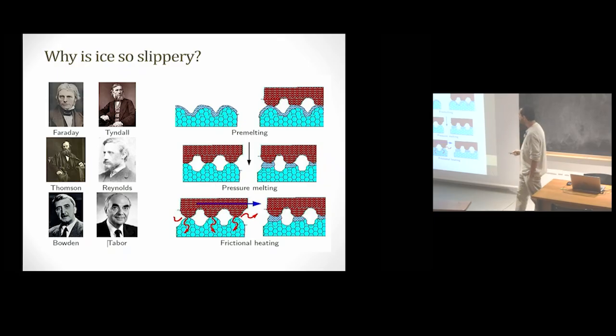Okay? And so, according to Faraday, if you have a spontaneous layer of water on top of ice, then his followers argued, if there's a spontaneous layer already there, then you put a slider on top of ice and you have a lubricating layer. So that's a nice explanation for the slipperiness of ice. James Thomson had another idea.